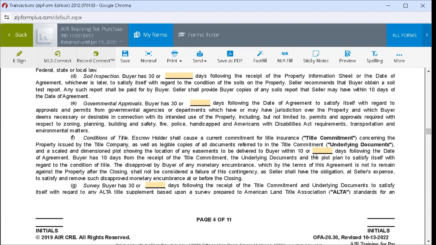And make sure that you amend the days as a listing agent, because I don't think you would make 10 days. Like if they actually needed the full 10 days to get that report to you, you may need some extra days. Okay, and so once that's provided to the buyer, the buyer has 10 days from receipt of that title commitment and those underlying documents and the plot to review it, okay?